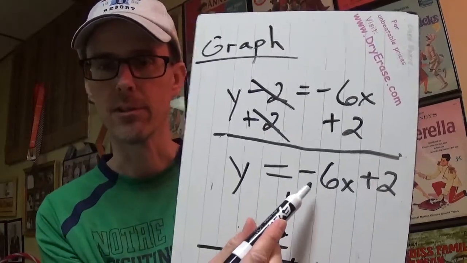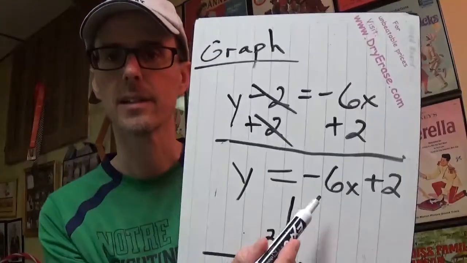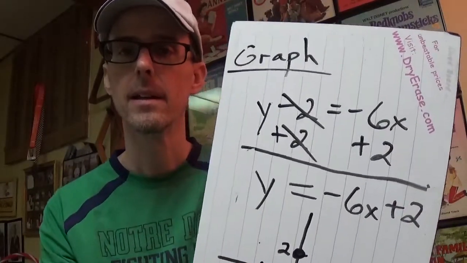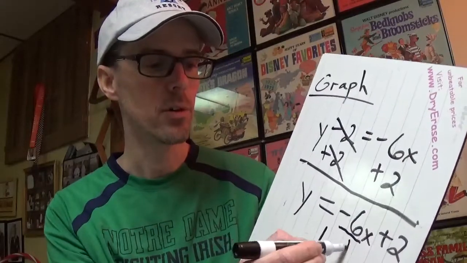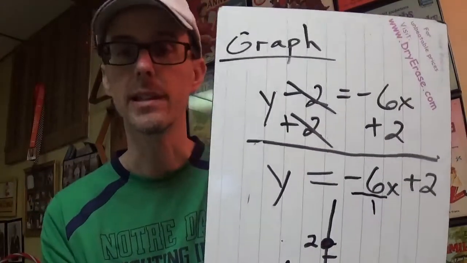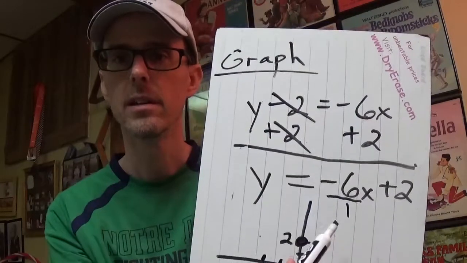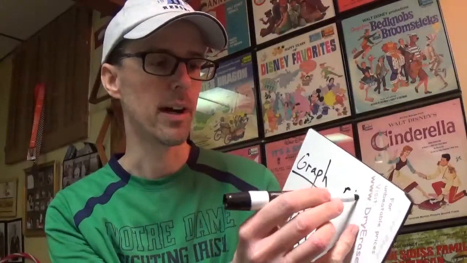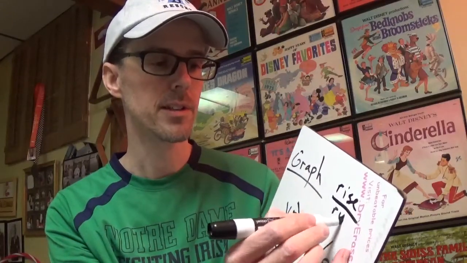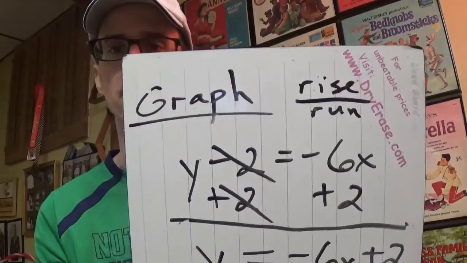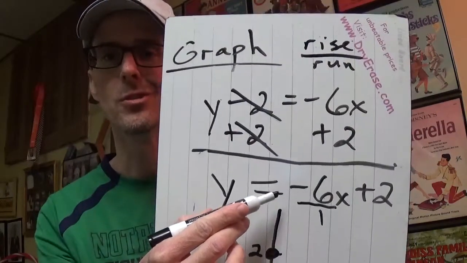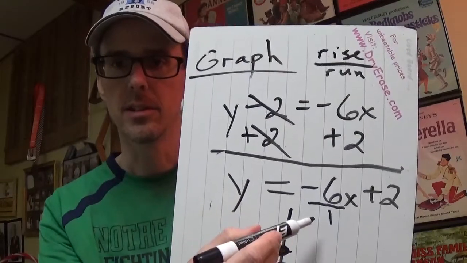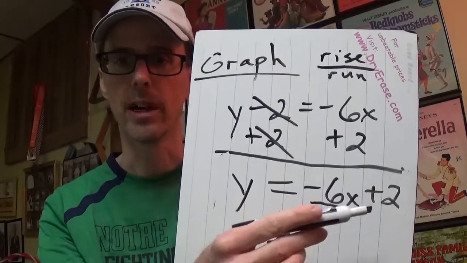Negative 6 over what? This is really negative 6 over 1. Any integer, any number, can be put over 1. So we now know if slope is rise over run, that's what we learned in 7th grade. Slope is rise over run. So because the numerator is negative, it's falling. Since the denominator is positive, he's going to the right.